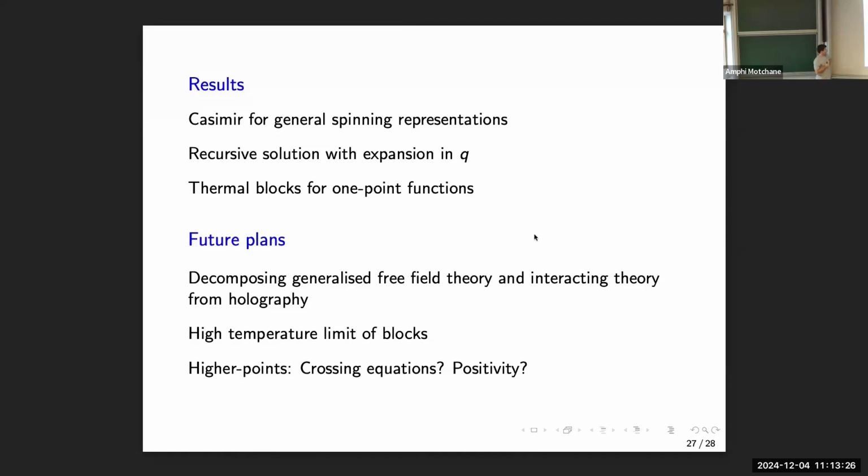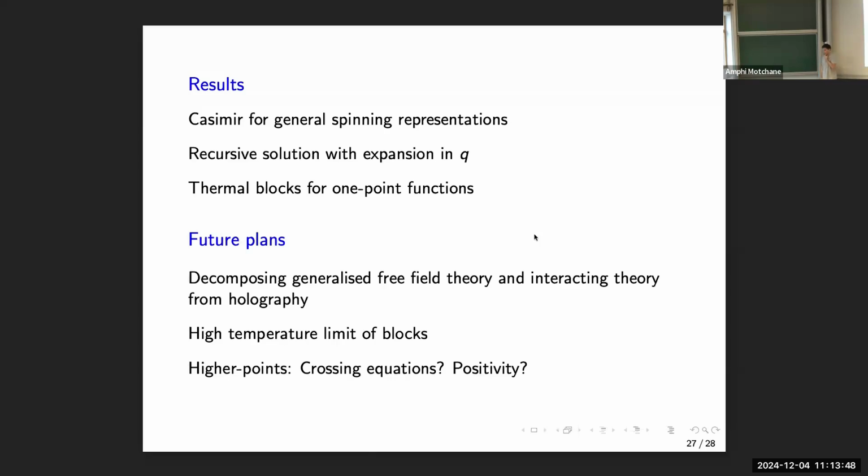Then as a future step, the first thing one can do, you did it for free theory, can you do it also for other, maybe non-trivial theories? And what can you get? You can get some plots like the OPE coefficients. Can you use them to get something physically interesting? So one may do the decomposition of a generalized free field or some interacting theory for holography.